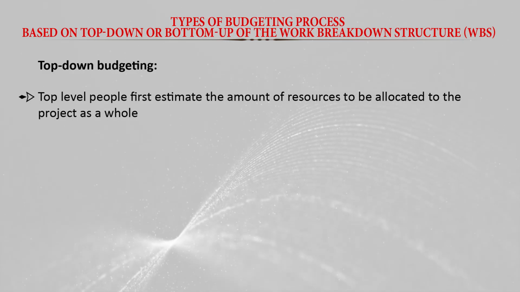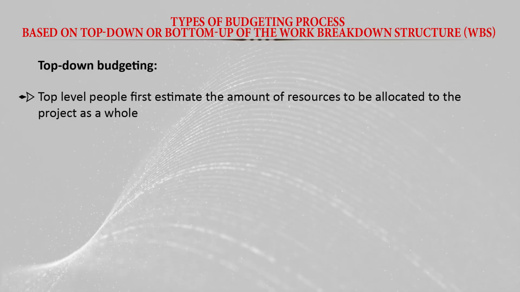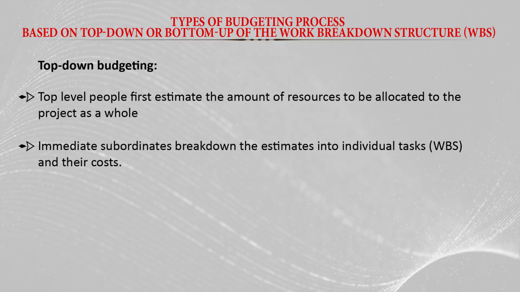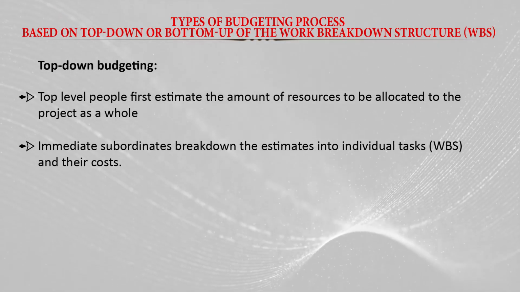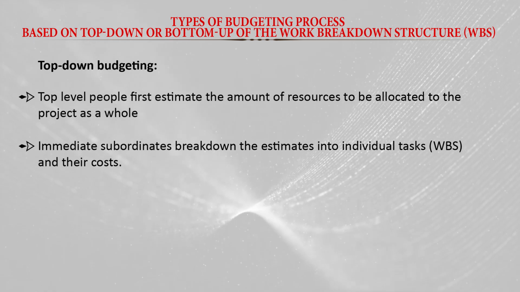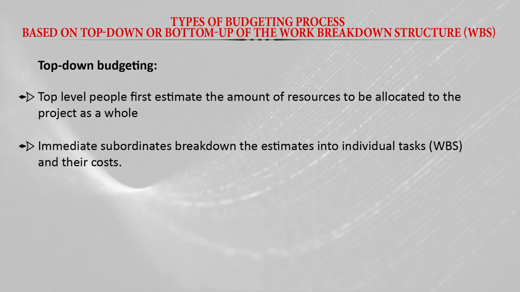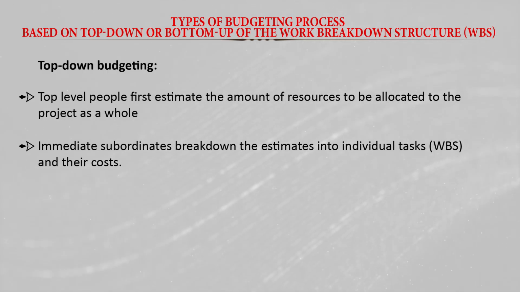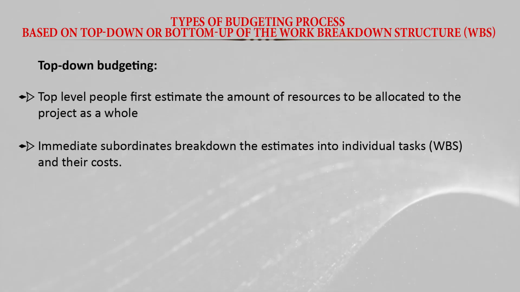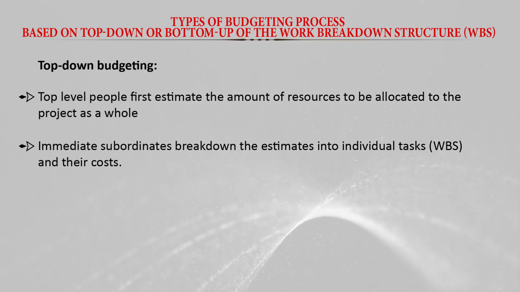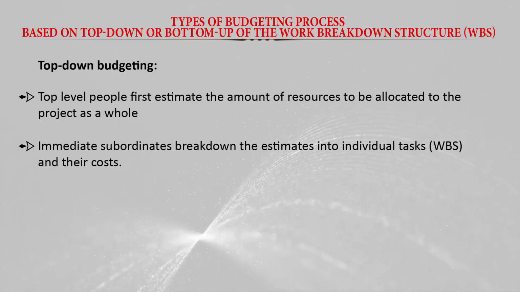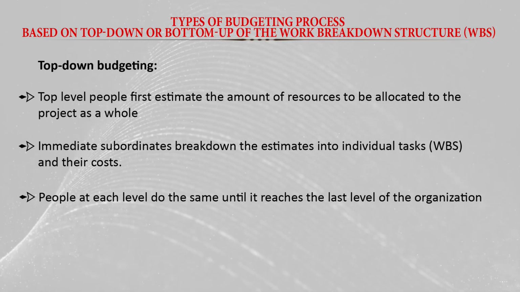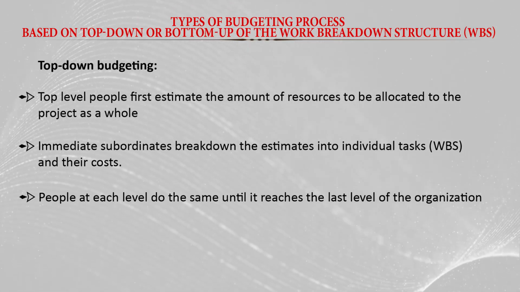When the top management estimates the amount of resources, the immediate subordinates break down the estimates into individual tasks, based on the work breakdown structure. They divide the budget into different activities and sub-activities at different levels, and also estimate the cost of each activity. People at each level do the same until it reaches the last level of the organization.